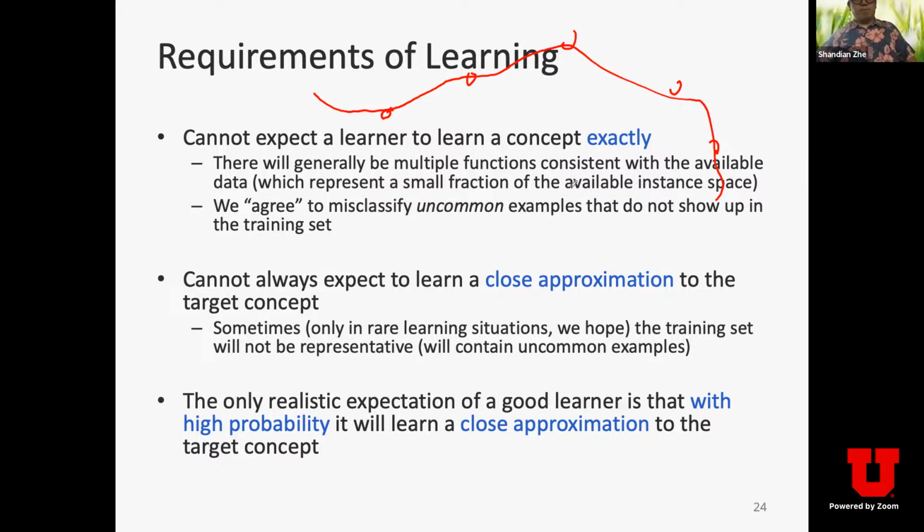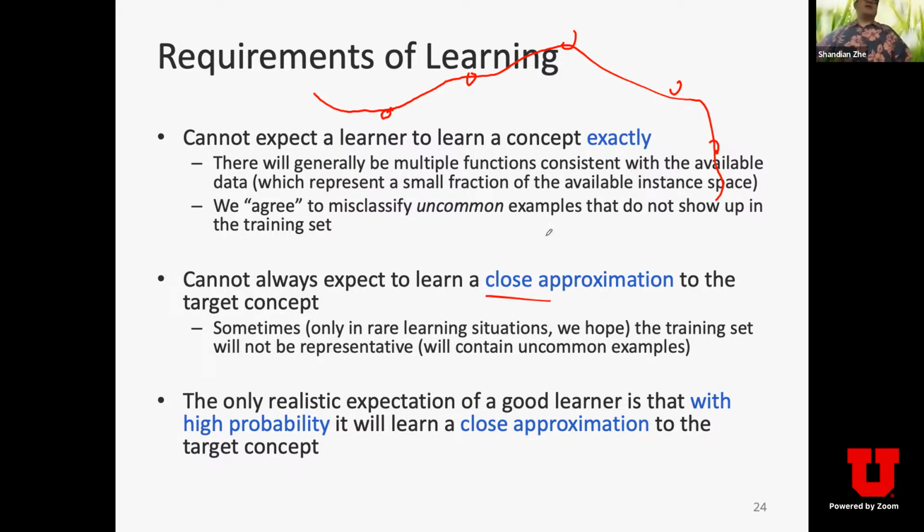It's infeasible. And if we step back, can we expect to learn a close approximation to a target concept? This is infeasible as well, because the learning is also determined by the quality of the training data.